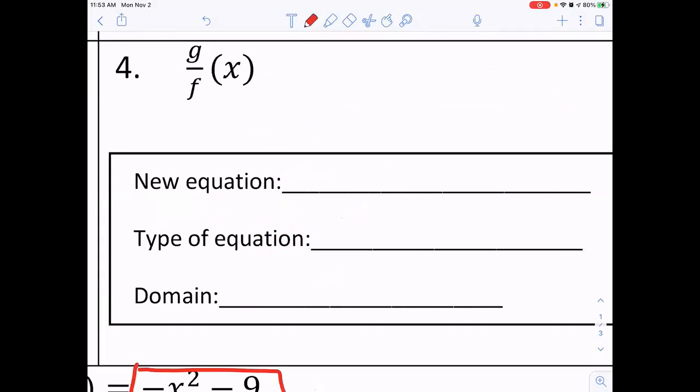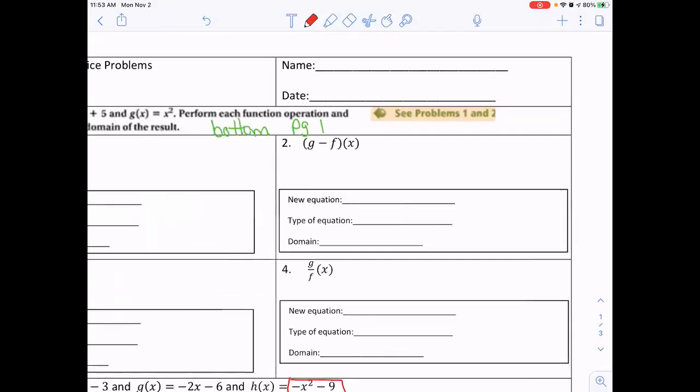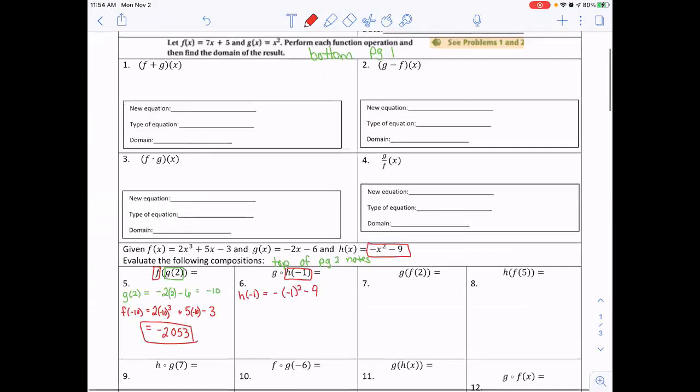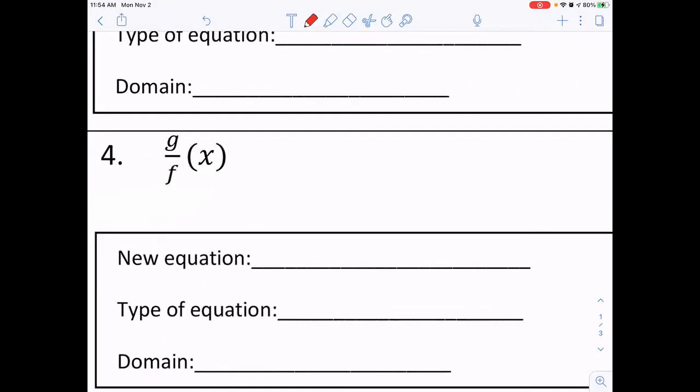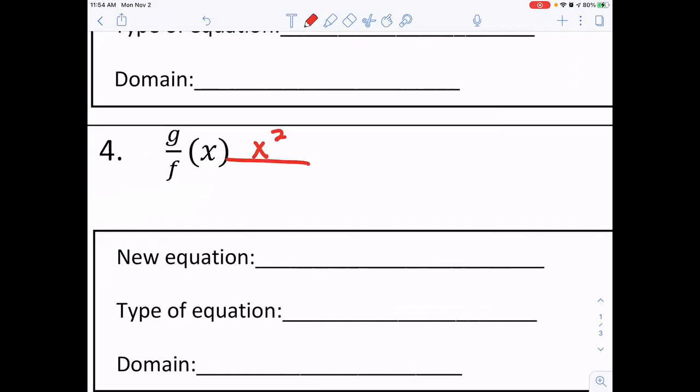I have seen number 4 give some people some trouble. So the G of x equation is x squared. And the f of x equation is 7x plus 5. And it's important to note that these do not reduce.